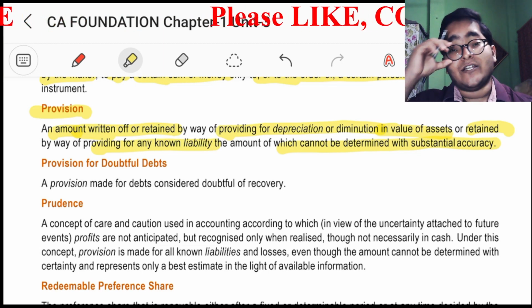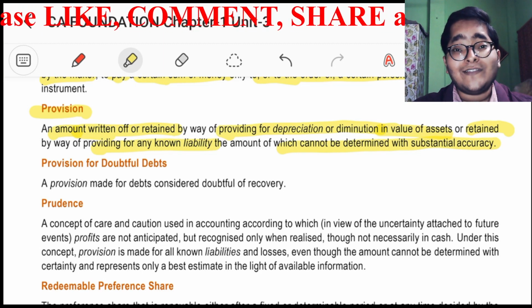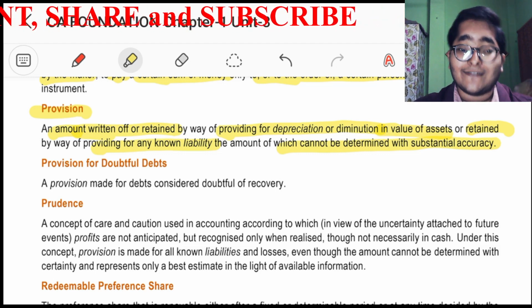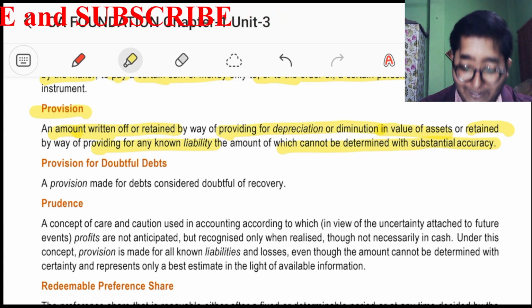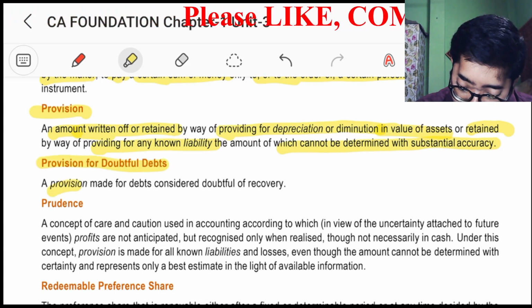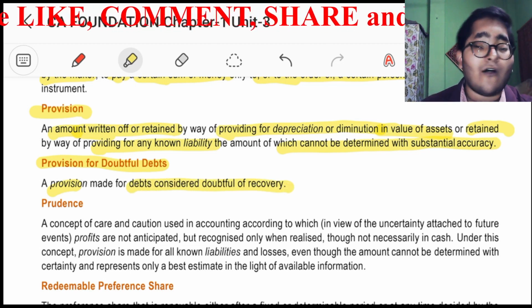A provision that is created for a debt which is doubtful, whose recovery is doubtful, is known as provision for doubtful debt. So what is provision for doubtful debt? It is a provision made for debts considered doubtful of recovery.